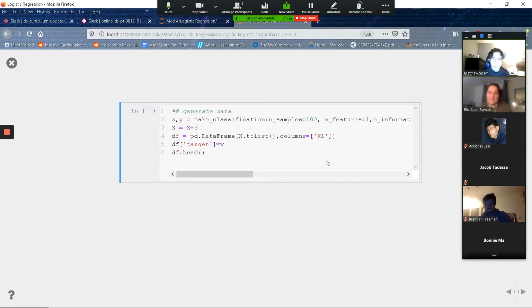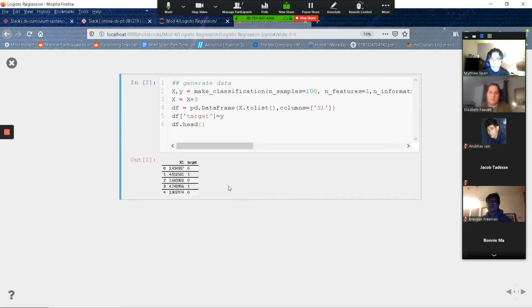While that's loading, in this next part, we're just going to make a data set and then view it here in a data frame. There we go. So we just have one feature, and now you'll notice our target is binary. It's just a 0 or a 1. So this could be yes or no, true or false, if you had two different groups, group 1, group 2.